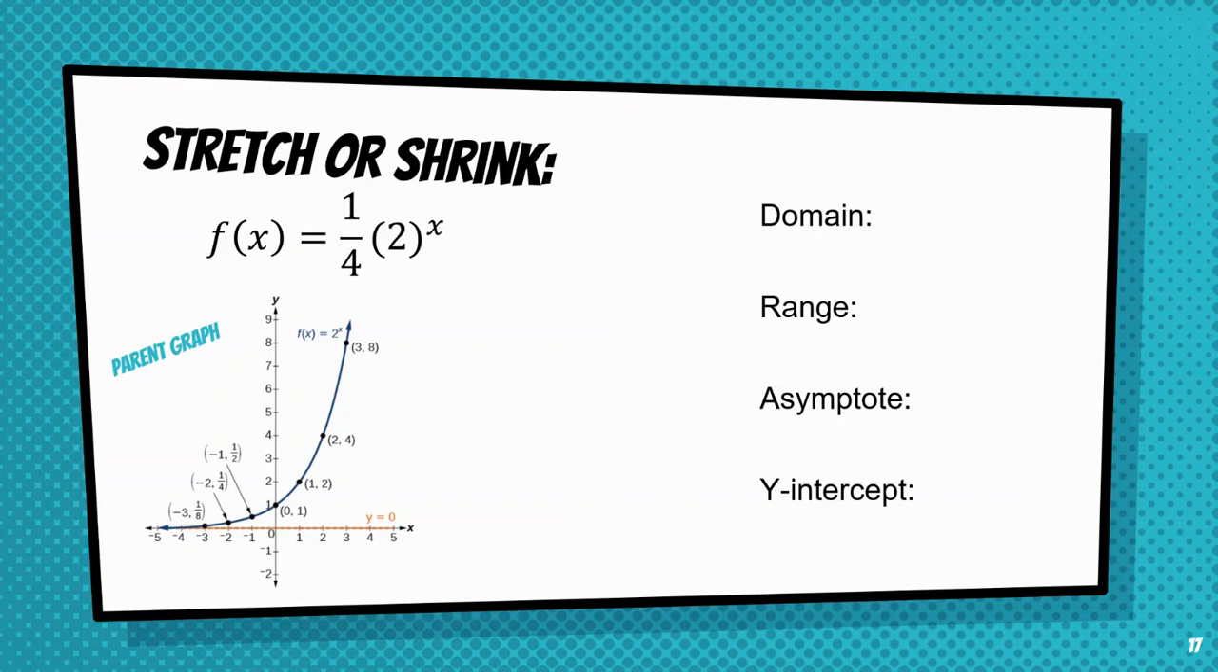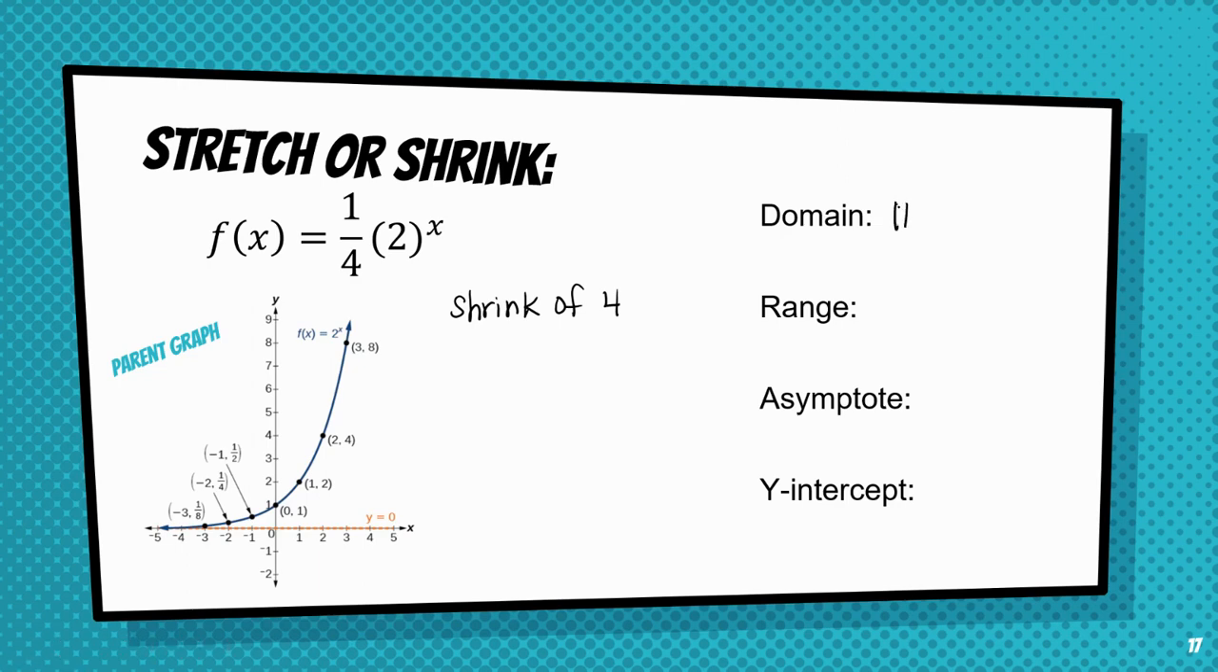So looking at this one, do we have a stretch or a shrink? Well, we have 1/4, so that would be a shrink or a compression, a shrink of 4, okay? I know that sounds silly to say, but you're shrinking it by 4 times because it's 1/4. A shrink of 1/4 would actually be a stretch of 4. So it's kind of a little bit backwards of what you think, okay?